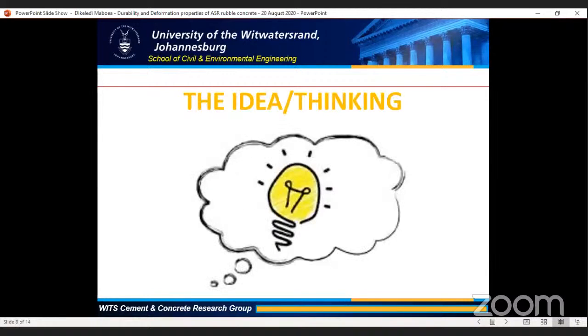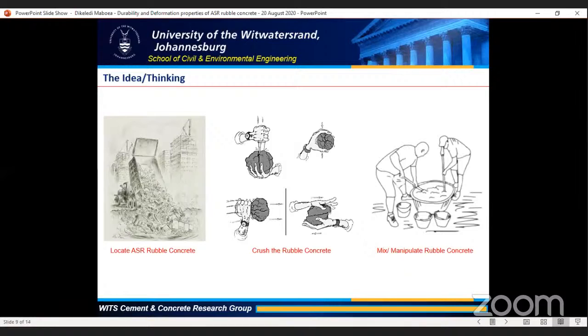So in South Africa, we have a number of structures that have been demolished to be reconstructed or replaced because of ASR. So for my PhD, the thinking is that we recover the rubble demolished from the ASR affected structures and use them as either coarse or fine aggregate in new concrete. Next slide. So we are currently looking for the ASR rubble concrete from the Johannesburg M2 East ramp. So once we find it, we will then crush it into either coarse or fine aggregate, then mix it or manipulate it for the investigation. Next slide.